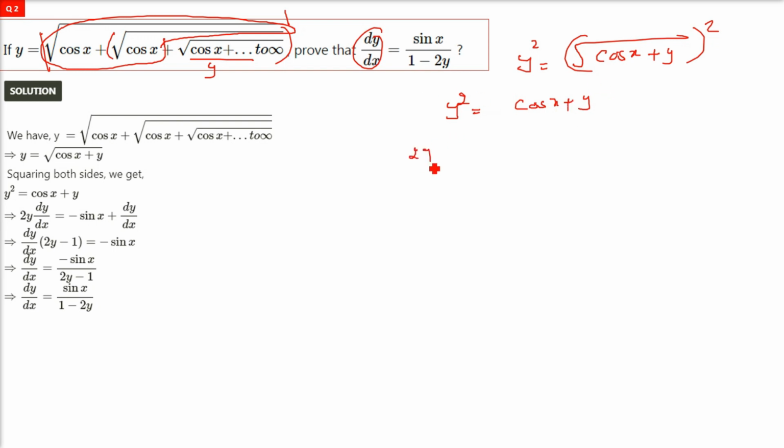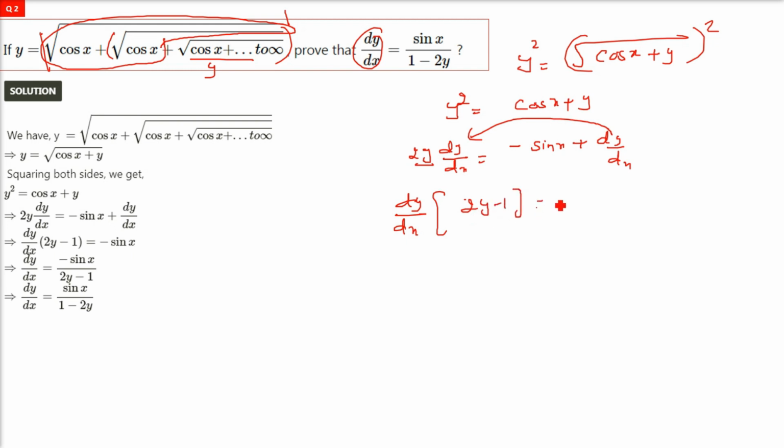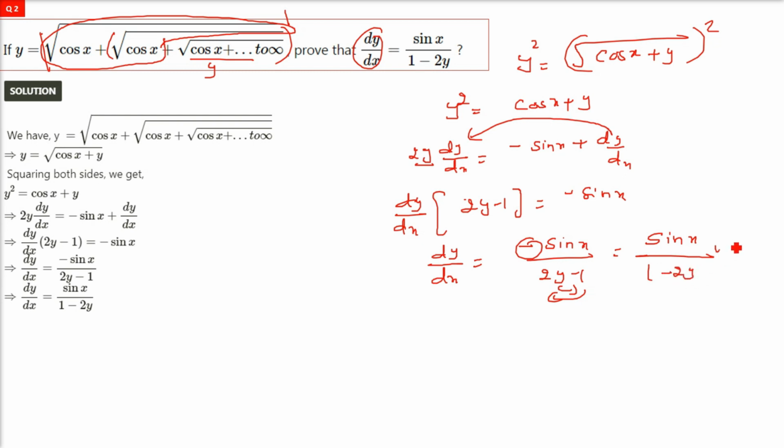Now differentiate both the sides, so 2y dy by dx is equal to, derivative of cos x will be minus sin x, and y will be dy by dx. You can bring this dy by dx on this side and take dy by dx common also. When you take this dy by dx common, it will be 2y minus 1 and is equal to negative of sin x. If you want to remove the negative, you can just change the positions of 2y and 1. So dy by dx is minus sin x divided by 2y minus 1. Remove the negative sign, you will get sin x divided by 1 minus 2y. So this is sin x by 1 minus 2y, dy by dx.